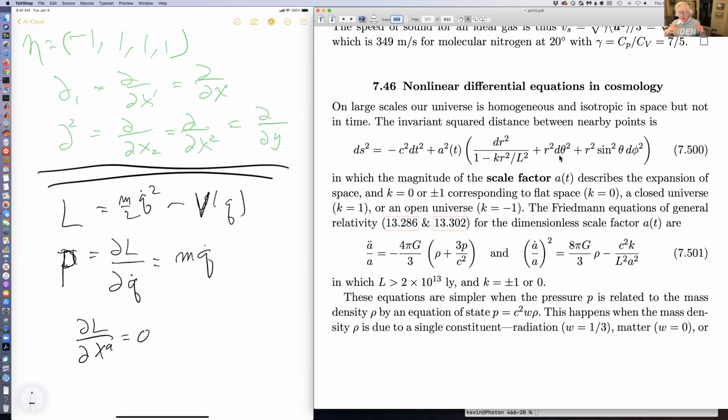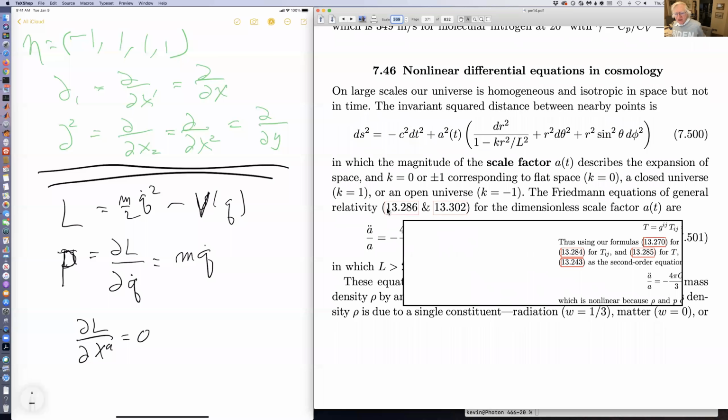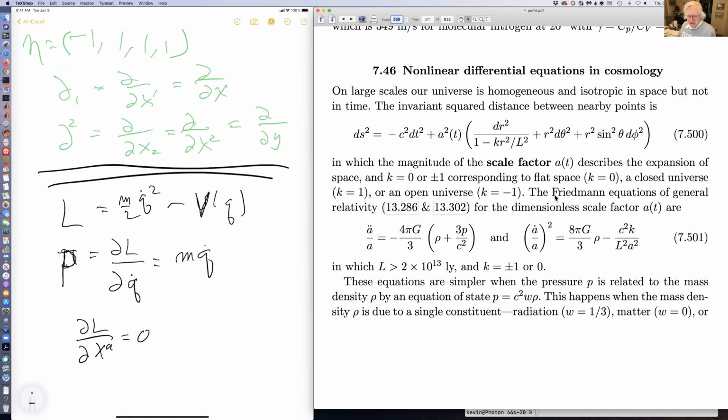And there are three maximally symmetric spaces in 3 dimensions. One of them is just Euclidean space, and the other two are this for k equal +1 or -1. K equals 0 is Euclidean space. And the Friedmann equations, which are discussed down in chapter 13, for the scale factor, and these are two equations. This is second order. This one is the really nice one because it's just first order. L here is a phenomenological parameter. We don't know what it is.